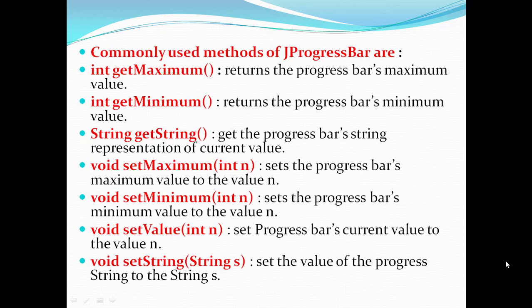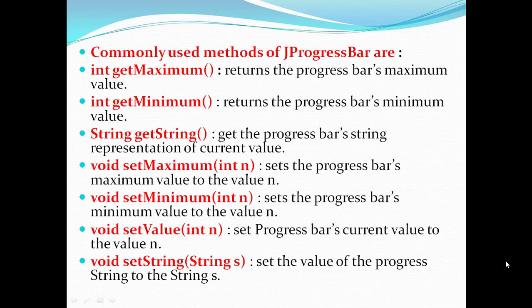Some commonly used methods of JProgressBar are also there. First method, int getMaximum, returns the progress bar's maximum value. int getMinimum returns the progress bar's minimum value. Third method, String getString, gets the string representation of the current value of the progress bar.